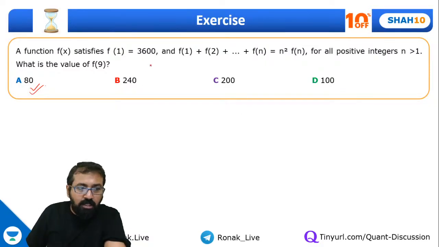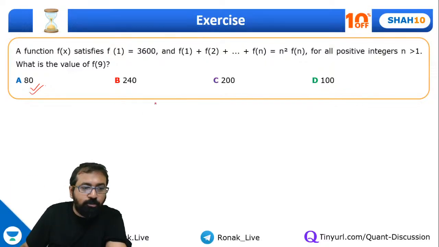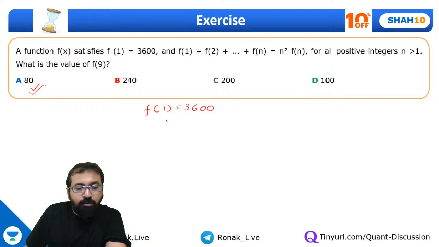Okay, so guys, if I am to solve this question, I'm not getting any clue, right? So what I'll do is try to find out some values. Of course, f of 1 is 3600. Now let's understand what f of 2 is.